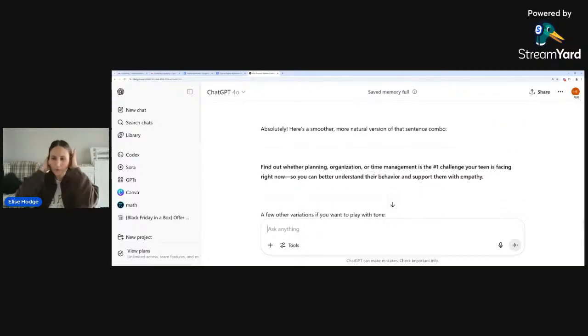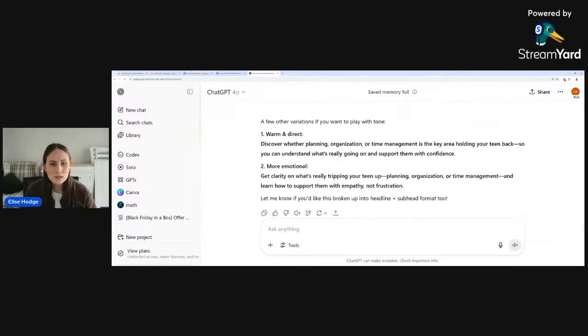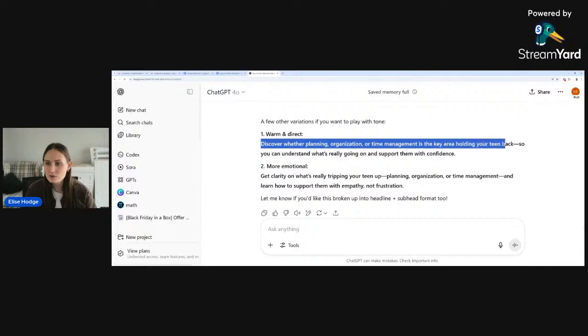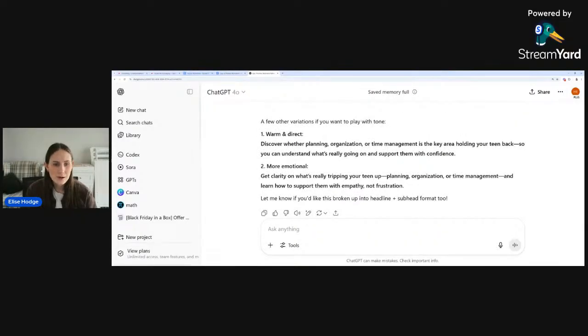Okay, that's what I kind of was wanting to get at. Find out whether planning, organization, or time management is the number one challenge your teen is facing right now, so you can better understand their behavior and support them with empathy. I feel like that's pretty much it. I like the key area because it also shows that still they can struggle with the other areas. Discover whether planning, organization, or time management is a key area holding your teen back, so you can understand what's really going on and support them with confidence. Support them with confidence is fine. I like support with empathy. I think that's what you had before.